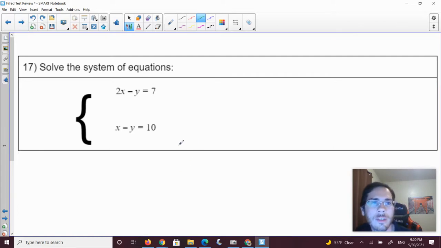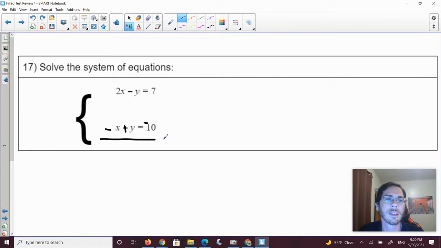All right, for 17, solve the system of equations. You can do this however you want. I'm guessing most people will choose to throw these into Desmos and find their intersection. If you don't want to do that, this one's not too bad to do by hand. If we switch all of these signs and then add them up, 2x minus x is x, negative y plus y is 0, 7 plus negative 10 is negative 3.